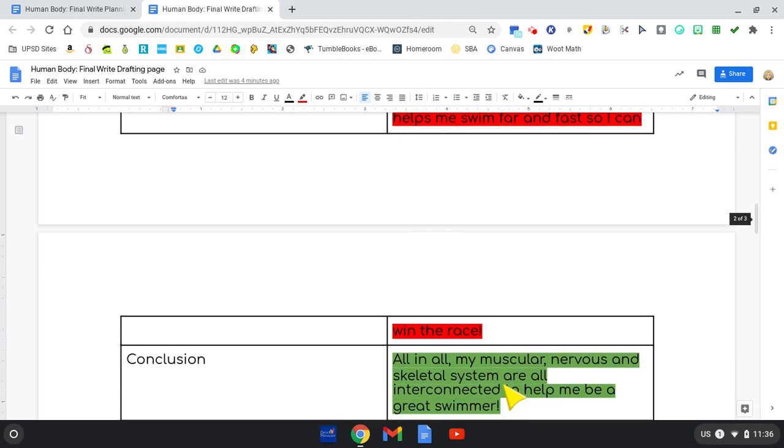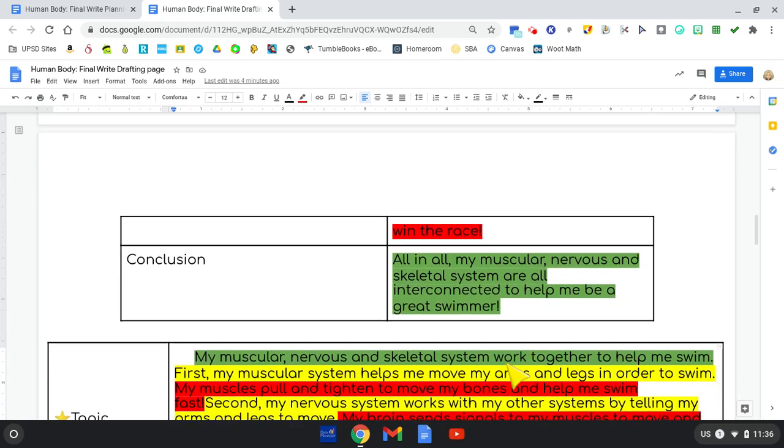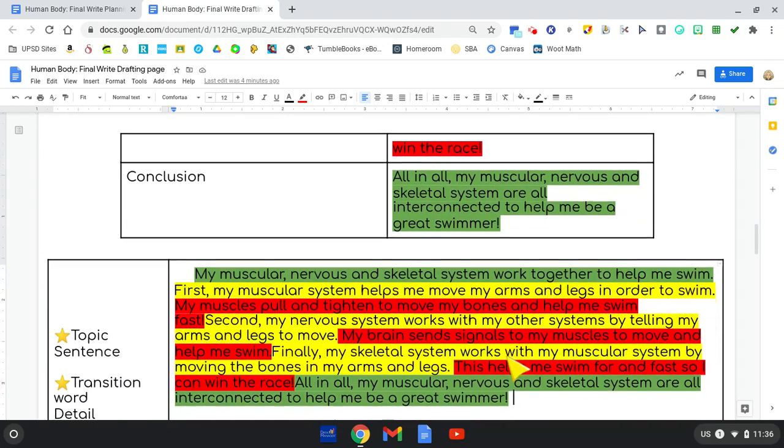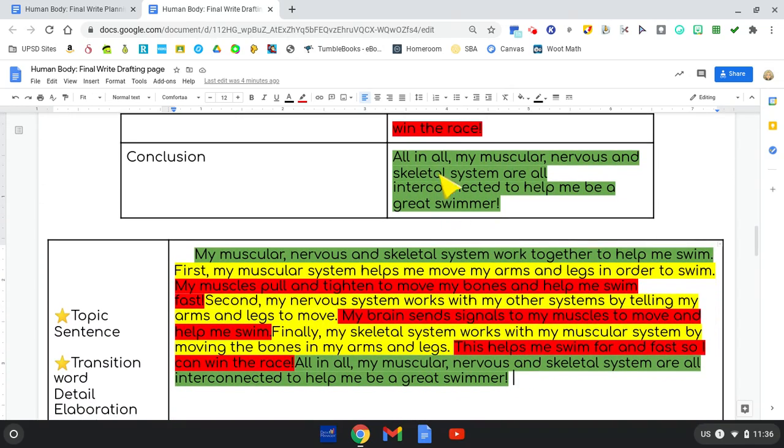Now, the last thing that we had to add was our conclusion. And our conclusion is just a restate of our topic sentence. You'll notice here I started with all in all. All in all, my muscular, nervous, and skeletal system are all interconnected to help me be a great swimmer. So we didn't introduce any new ideas here. We restated our topic sentence, and we reminded the reader that these are the 3 systems we talked about, and the activity that they help us do in this case was swimming.